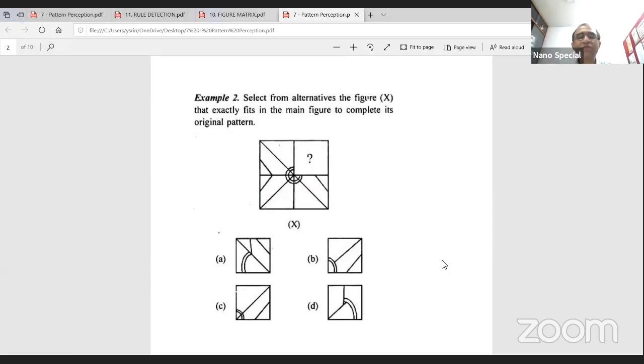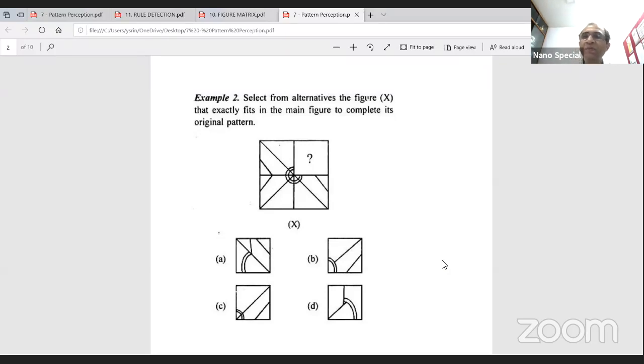Select from the alternatives the figure X that exactly fits in. Yes, Shreya has answered. Sairam Satvik has answered. Tara has answered. Ruchita has answered. Madhumita has answered. Good. A lot of people have answered. Shreya, as usual, has come up with the wrong answer first and then corrected it. Bhagirath has answered. Shrestha has answered. Fantastic. You're all getting the hang of things.